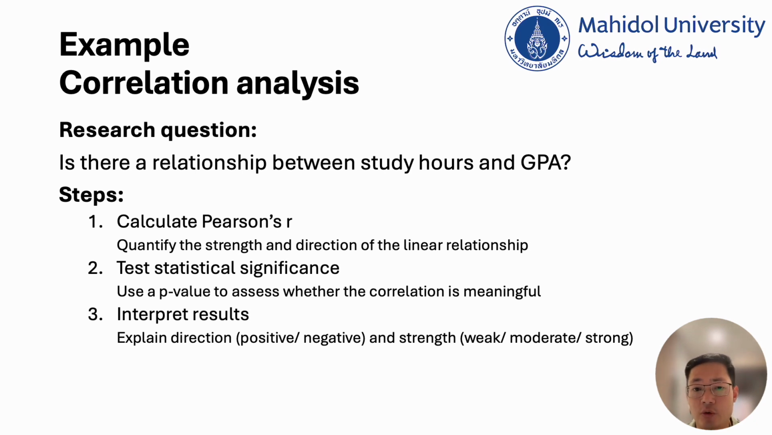Here is an example. We want to see if there is a relationship between how many hours students study and their GPA. We collect data, calculate Pearson's R, and check the p-value. If R equals 0.45 and the p-value is less than 0.05, we can say that there is a moderate, positive, and statistically significant relationship between study hours and GPA. This suggests that more study time is generally linked with higher academic performance.